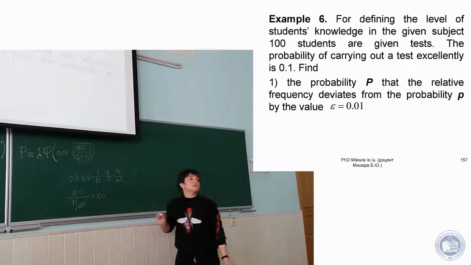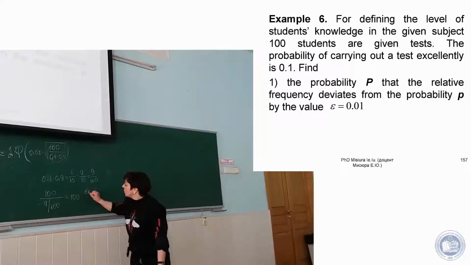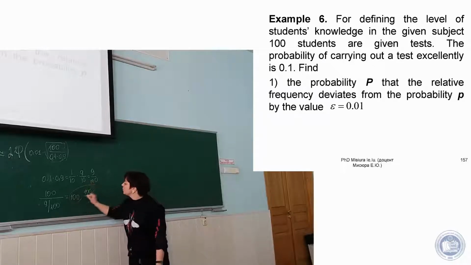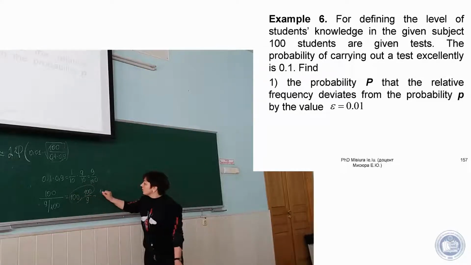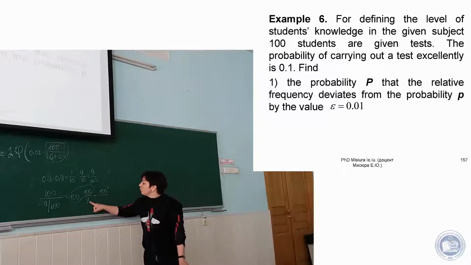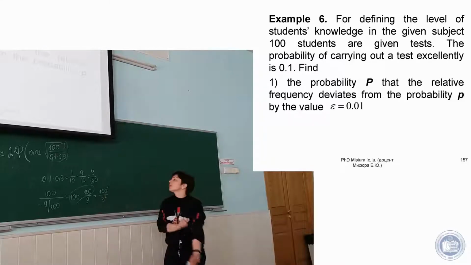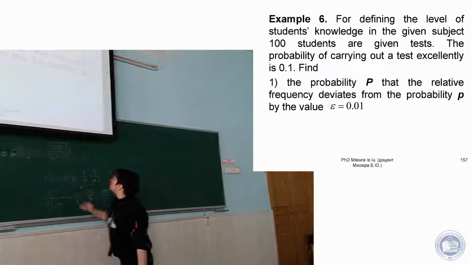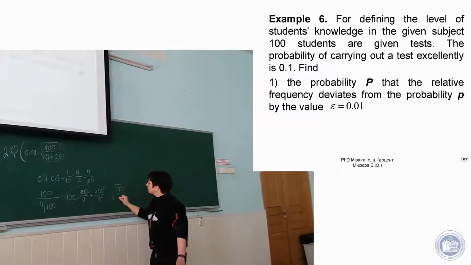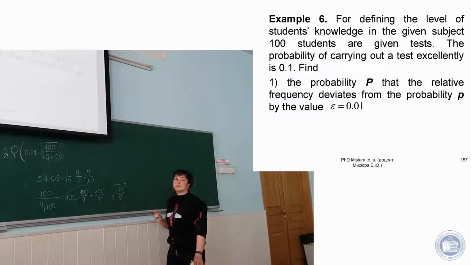100 times 100 over 9. 100 times 100 will be 100 square. Agree? And 9 will be 3 square. In order to find the root of this value, it equals 100 divided by 3.